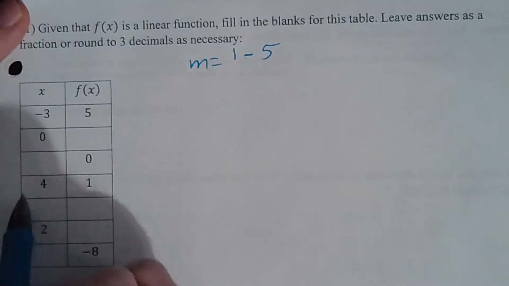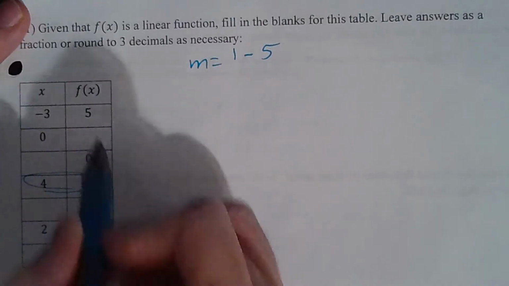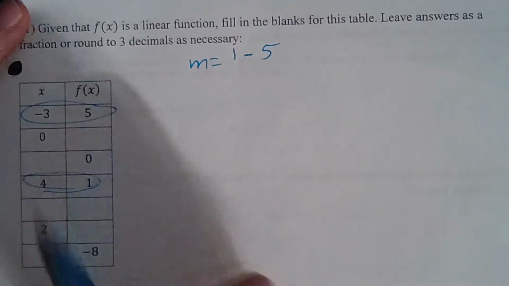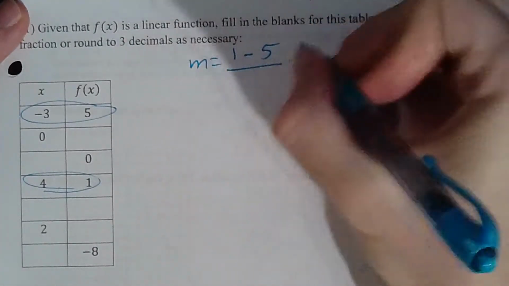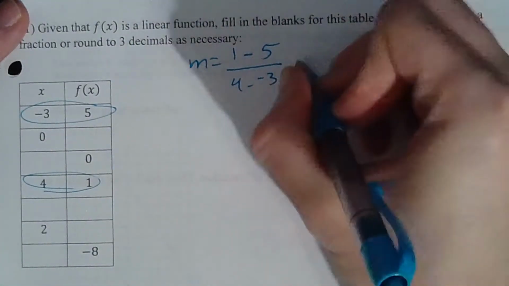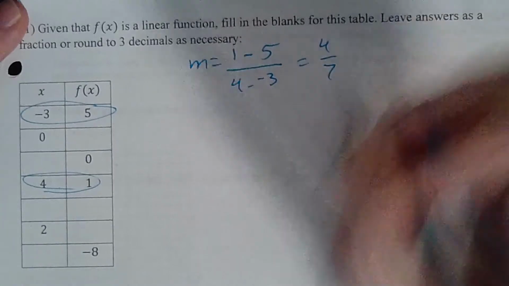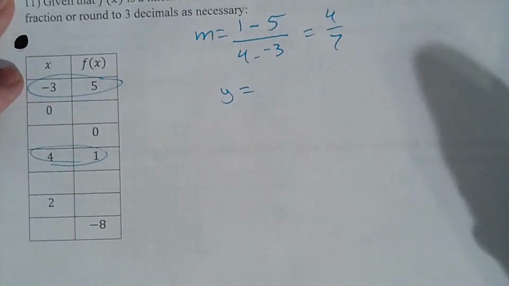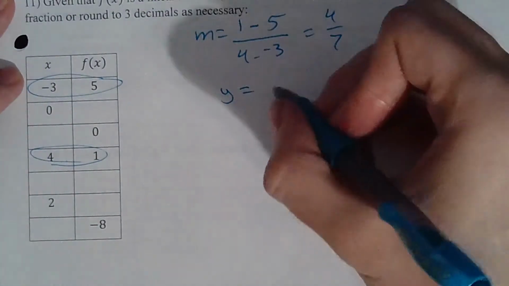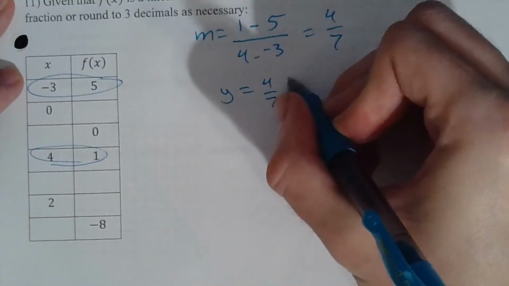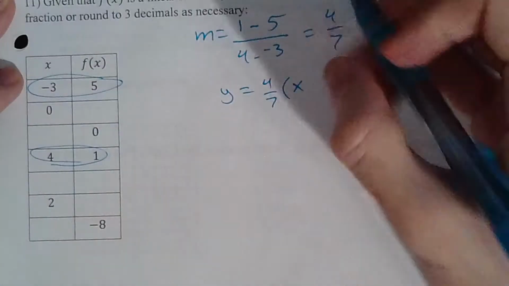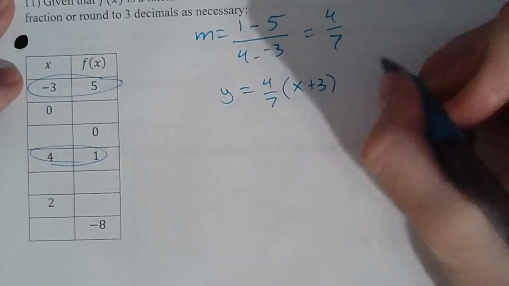What am I talking about? Well, here's a coordinate I know. Here's a coordinate I know. y2 minus y1. Remember the f of x is y. Over 4 minus negative 3, and I'm going to get 4 divided by 7. That lets us create an equation. Y equals 4 over 7 multiplied by x minus x1, so plus 3, plus 5.